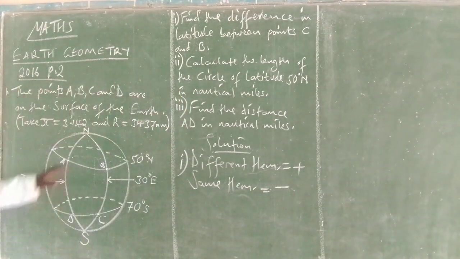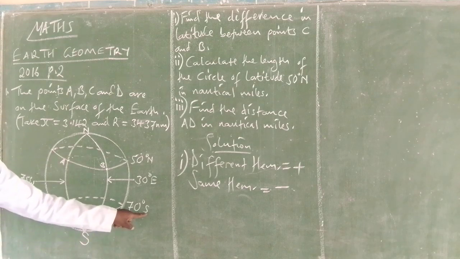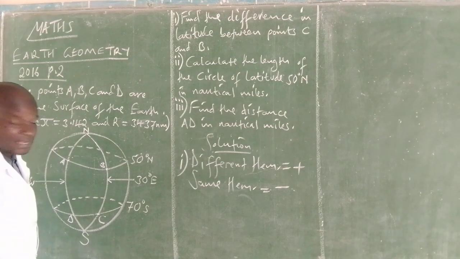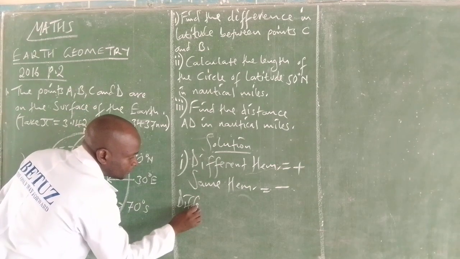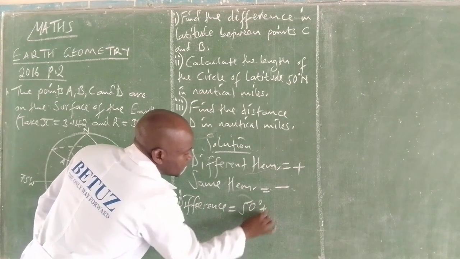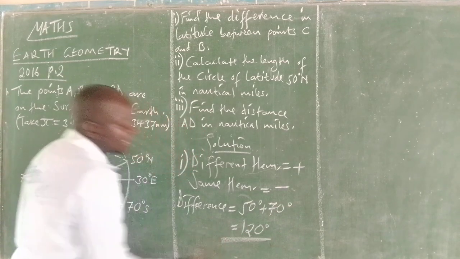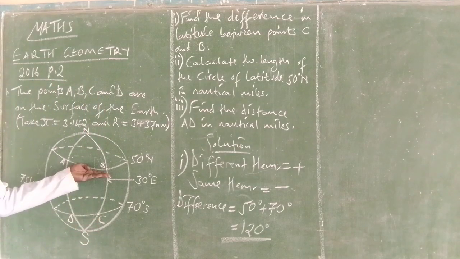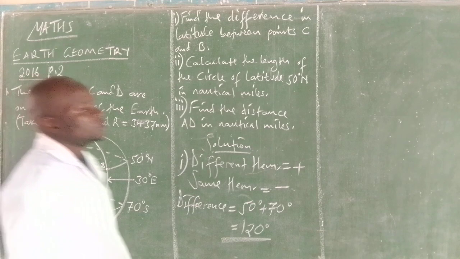Now, looking at what we have here, B and C are on different hemispheres. C is on 70 south, B is on 50 north, meaning we are supposed to add according to the rules. So the difference is equal to 50 degrees plus 70 degrees. This will give us 120 degrees. These are the number of degrees of latitude between C and B, 120. Then question 1 has ended. We go to question 2.